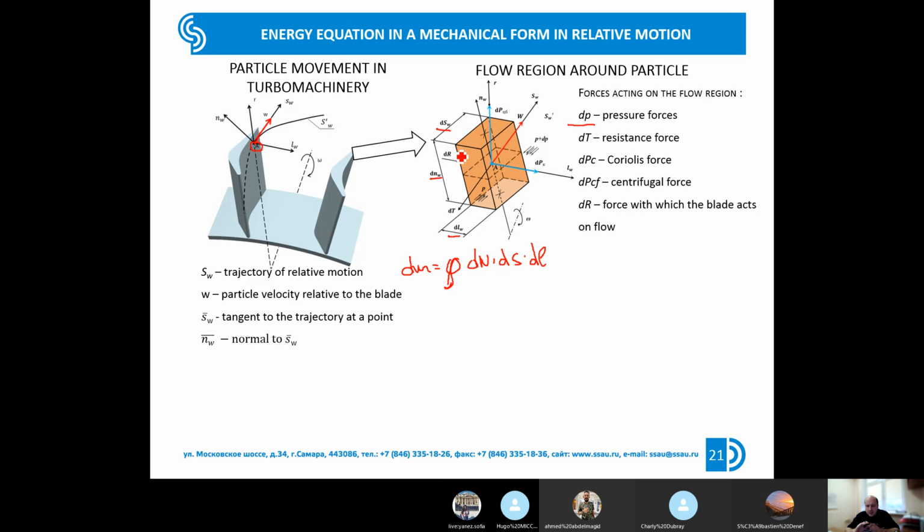What is different: in the common case, we have different pressures which impact all sides of the brick. For example, on the side dn, dl, we have the action of the pressure P. On the opposite side of the brick, which is located at the distance sw relative to the first area, we have the impact of the pressure P plus dp.